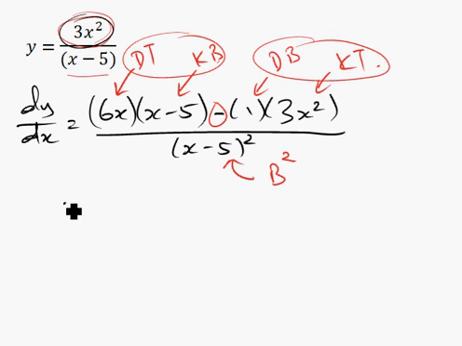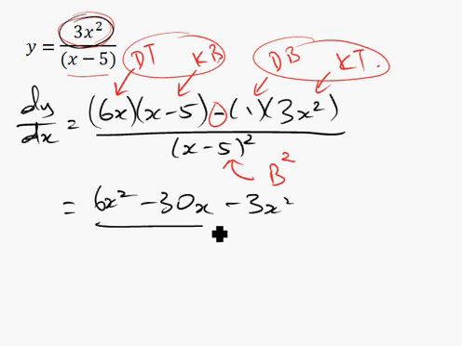Let's continue. What you have to do from here is simplify this one. So 6x times x, you get 6x squared. 6x times minus 5, I get minus 30x. Minus 1 times 3x squared is minus 3x squared. The whole thing is divided by x minus 5 squared. Now there's no need to open up the one at the bottom. Just leave it as it is. We rarely require to open it up. But we do require to simplify the top.